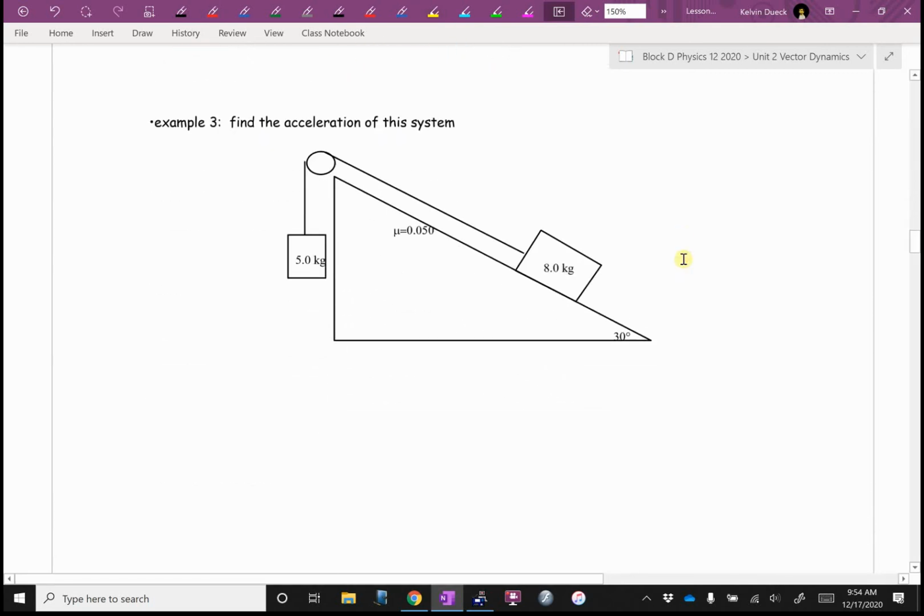So I like example 3, I like example 3. Example 3 is a great question. Ooh, I even see there's a tiny bit of friction. That's a really small mu, 0.05, but there is some friction. It wants to find the acceleration. Thankfully, they've already dolloped for me. So how will I start?